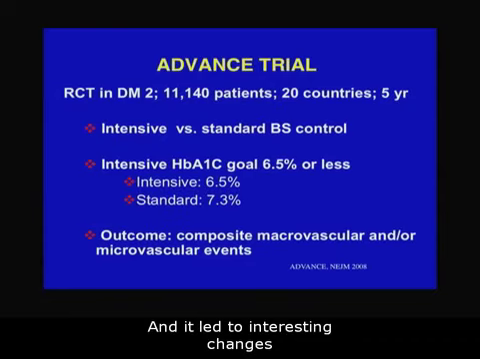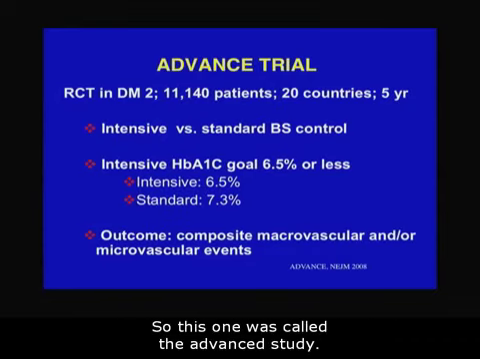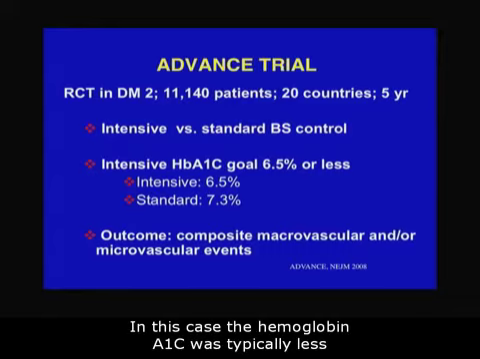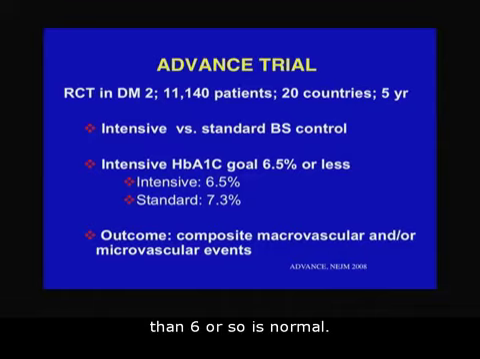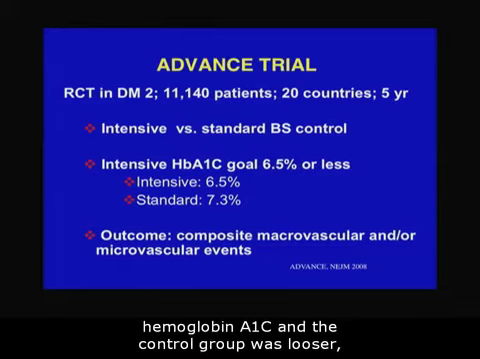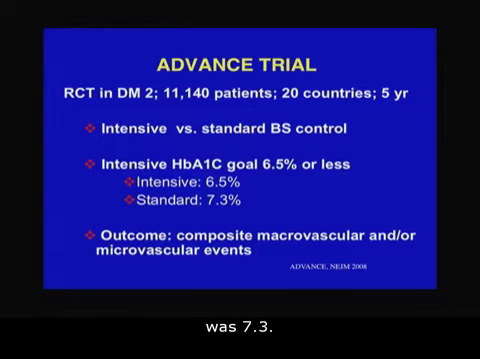It's led to some interesting changes in the way we think about this. So this one was called the ADVANCE study. It was a very large number of patients. It was intensive versus standard blood sugar control. In this case, the hemoglobin A1C of less than 6 or so is normal, 5.5. 6.5, remember, is diabetes. So the aggressive people, the people who believed in the tight control, wanted to normalize the hemoglobin A1C, and the control group was looser, at 7.3.